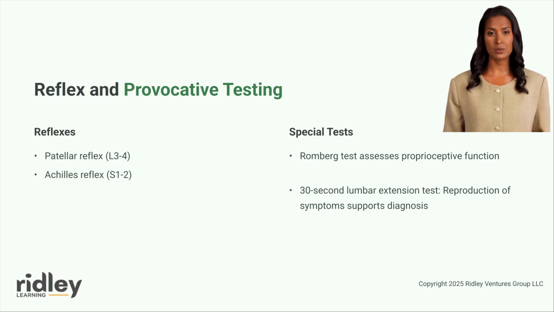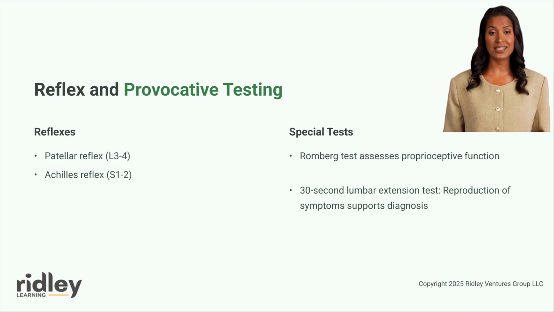The Romberg test, which assesses proprioceptive function by having the patient stand with feet together and eyes closed, may be positive in patients with stenosis affecting sensory nerve fibers. Provocative testing attempts to reproduce or exacerbate symptoms through maneuvers that alter spinal canal dimensions. The lumbar extension test, performed by having the patient extend the lumbar spine while standing or prone, is positive when it reproduces lower extremity symptoms.